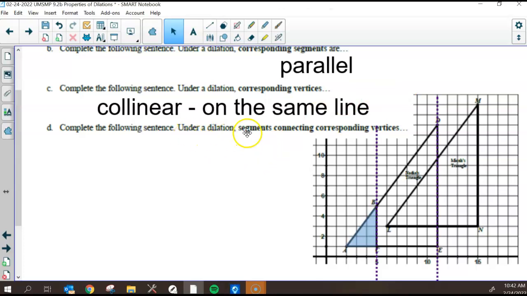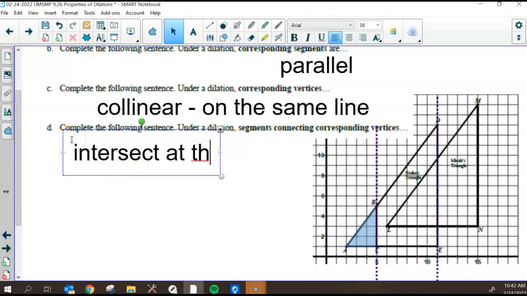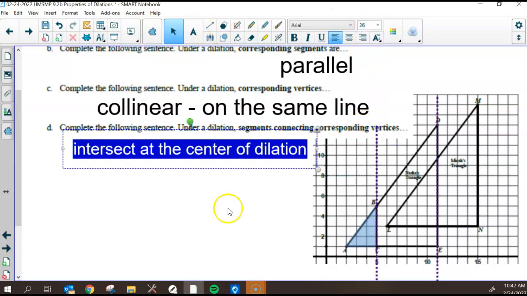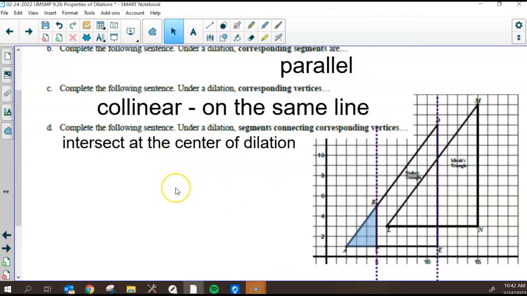So under dilation, segments connecting corresponding vertices, where do they all intersect? At the center of dilation. So if we need to find the center of dilation, we're going to connect those collinear points, all those corresponding points. Find where they all intersect, and that is our center of dilation. Anyone need more time to write those down?